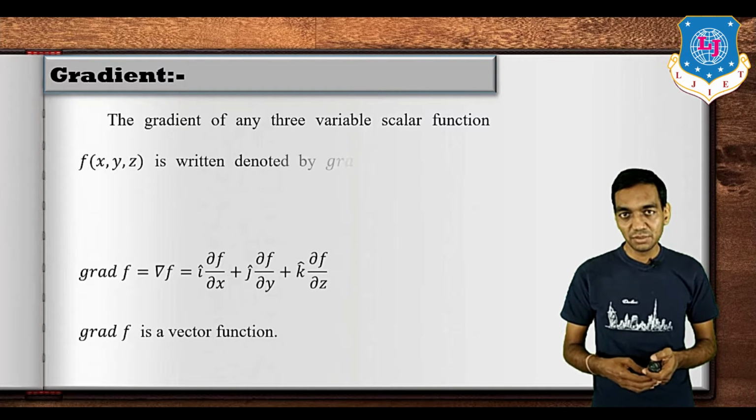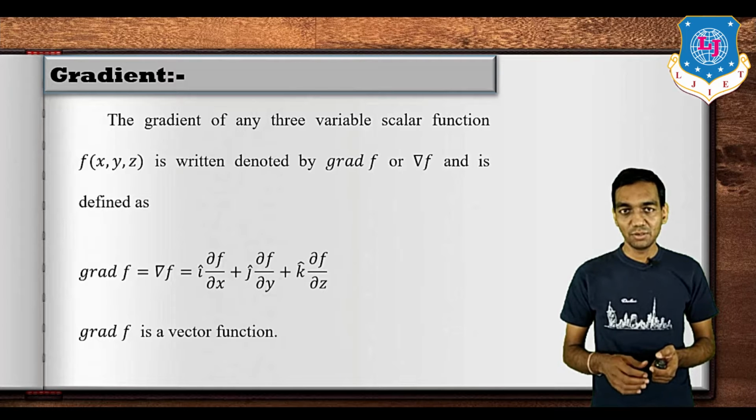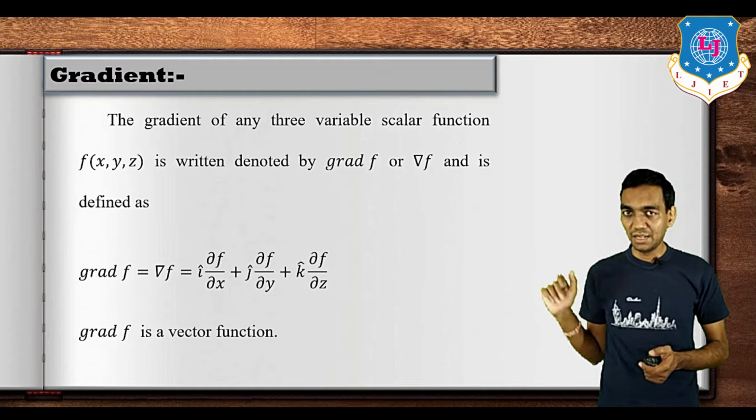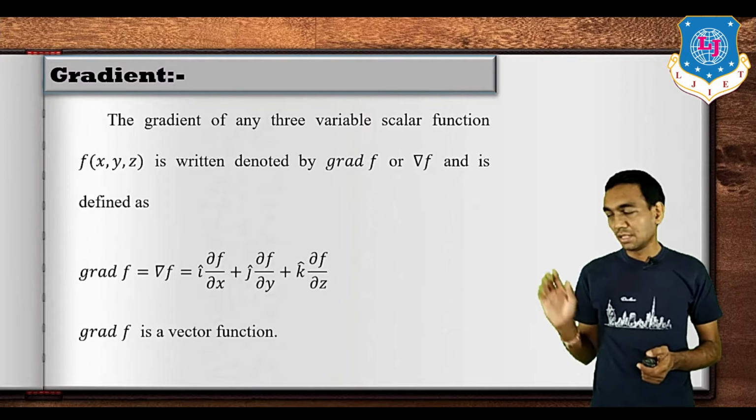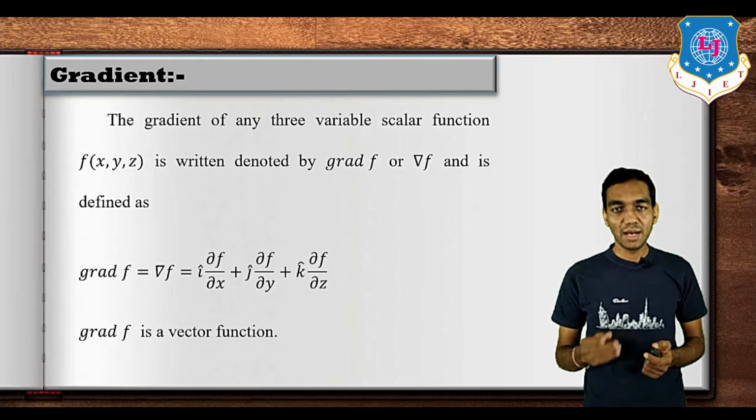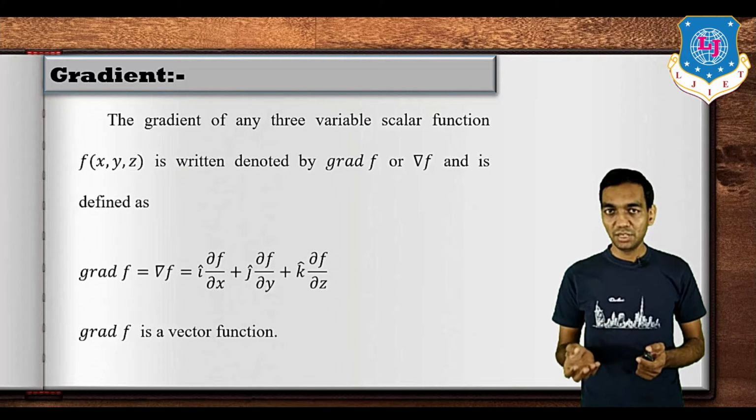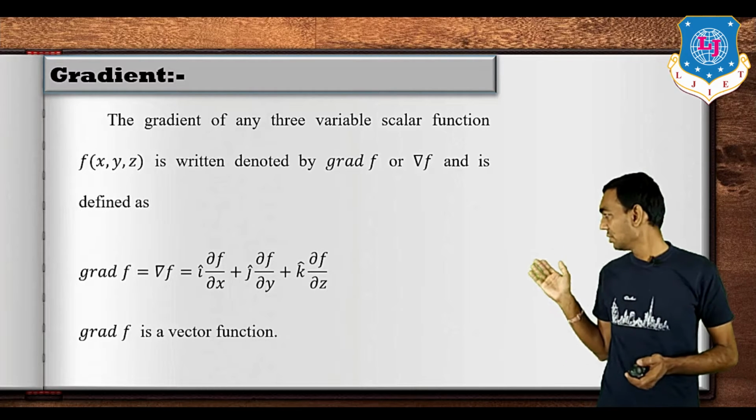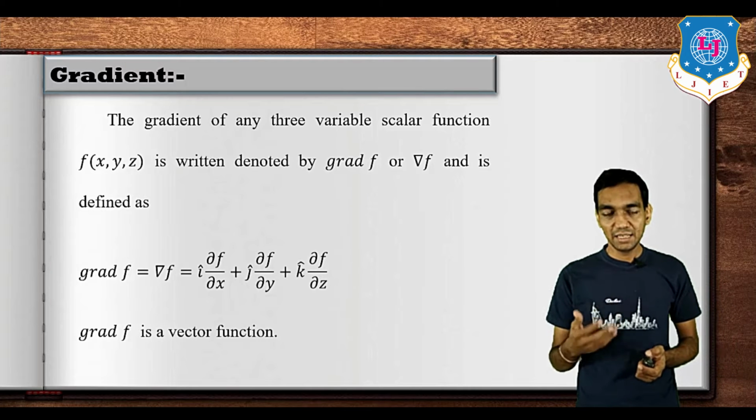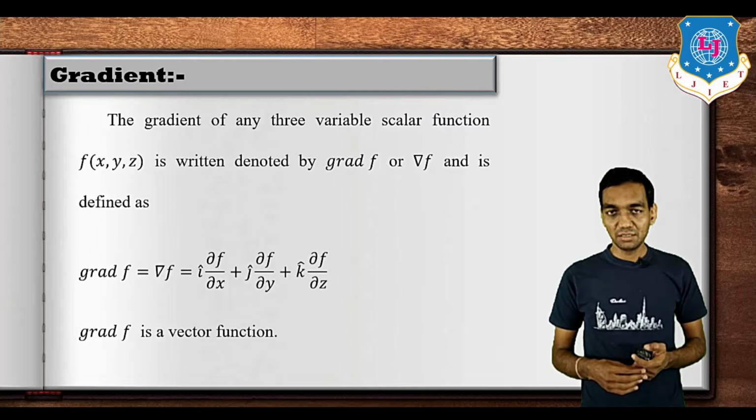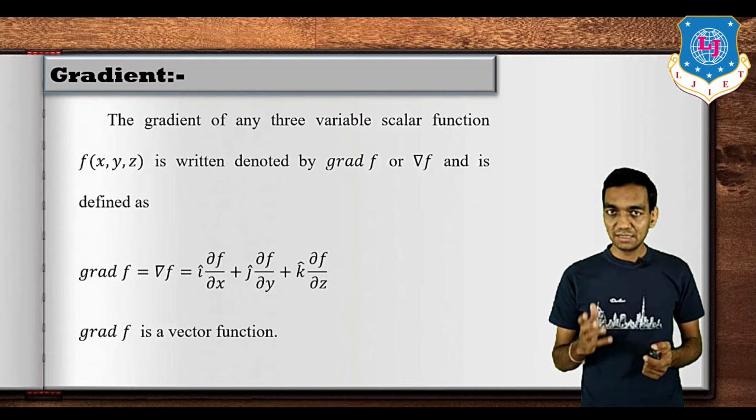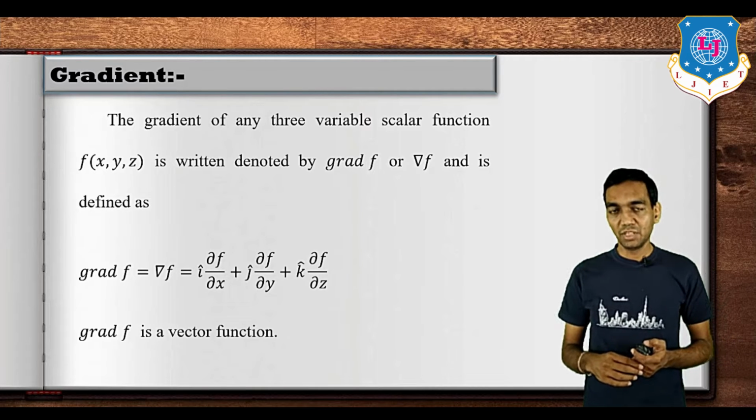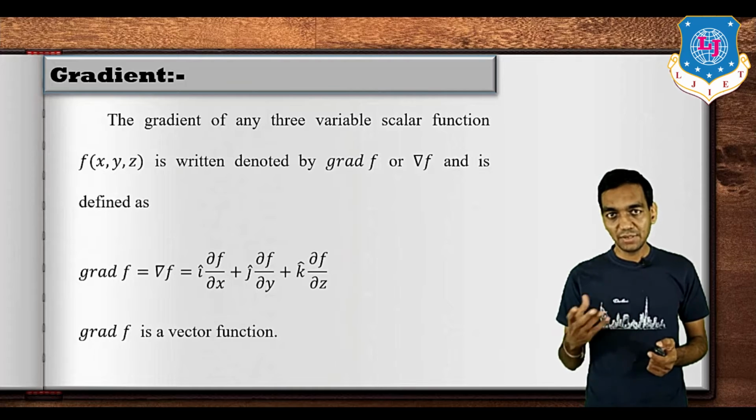The gradient of a three variable scalar function F of x, y, z is denoted by grad f or nabla f and is defined as grad f = nabla f = i times del f by del x plus j times del f by del y plus k times del f by del z. Now grad f denotes a vector function, as i, j and k are the unit direction vectors of the x-axis, y-axis and z-axis, correct? So this will give you a vector quantity. So f is a scalar function and grad f is a vector function.